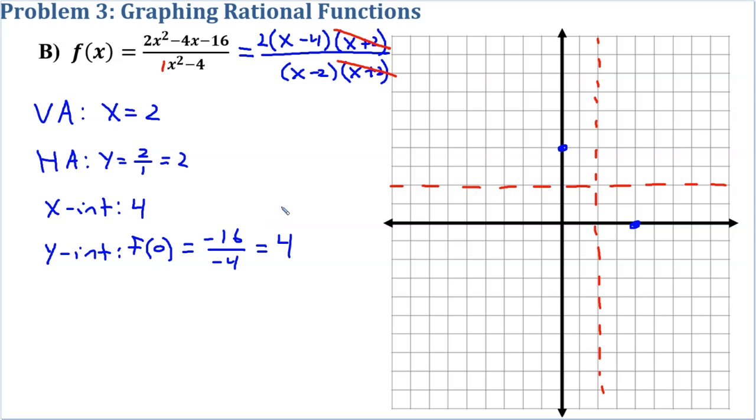Okay, so not a lot to go with, but from here we can fill in the graph. If I know I can't cross these asymptotes, the right side of the graph is going to have to look something like this, and the left side will look something like this.